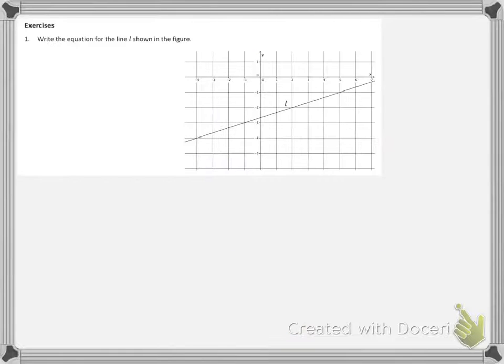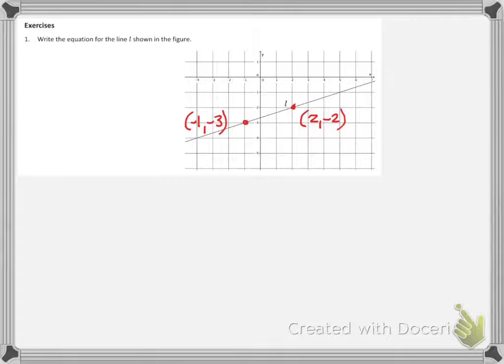All right, let's get into the exercises. Number 1. Can't tell on that y-intercept, so I'm going to have to use the points. There's a point, that's the point -1, -3. And I need another point. Looks like that is a point, and that is the point 2, -2. Okay, there's my 2 points.